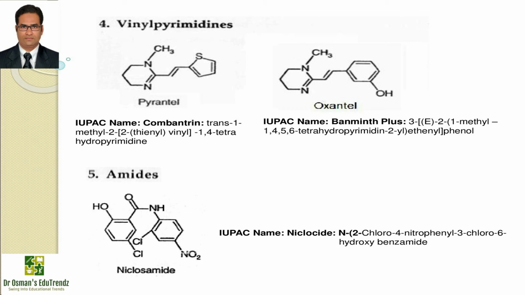Example pyrantel, and the salt form is pamoate. The brand name is Combantrin and IUPAC name is trans 1-methyl-2-(2-thienyl vinyl)-1,4,5,6-tetrahydropyrimidine. This drug is again a drug of choice to treat infections with Ascaris lumbricoides, Enterobius vermicularis, hookworms, Necator americanus.